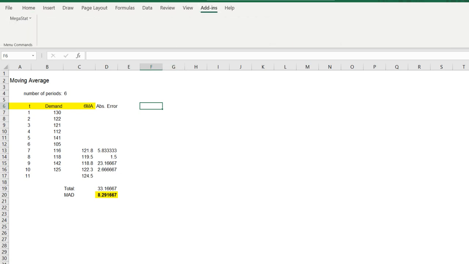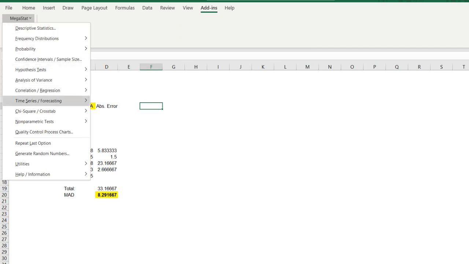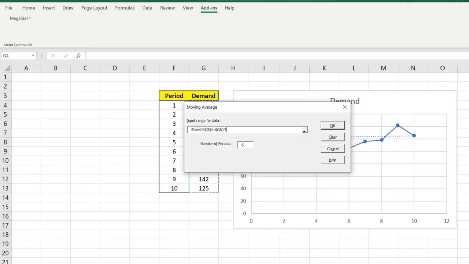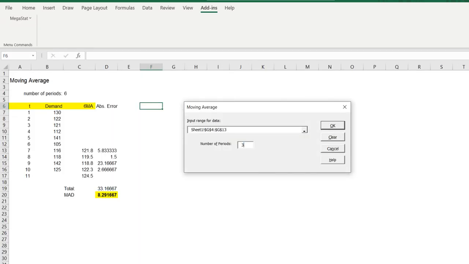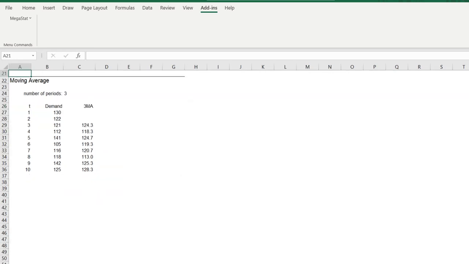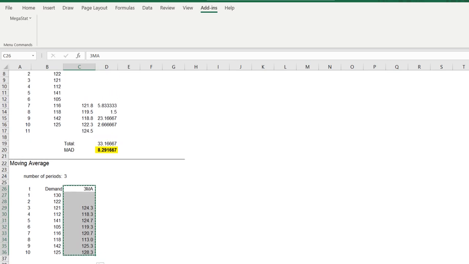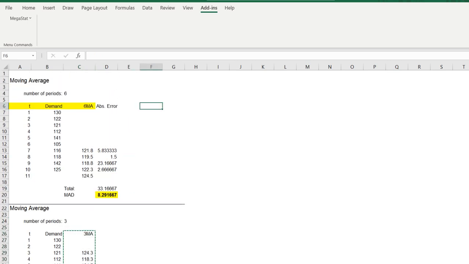So I'm gonna go add-ins, make a stat, and again you can just watch this. You don't have to do this unless you like to. I'm gonna go moving average, same data, do it with 3, and hit OK, and it's down here now, right? I'm gonna get these moving averages, Control C, copy these and move them up here, side by side. So now I have a 6 period moving average and a 3 period moving average.